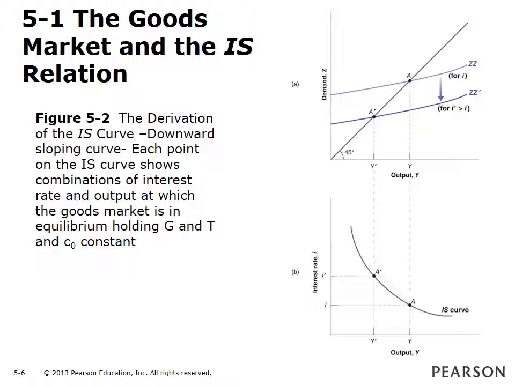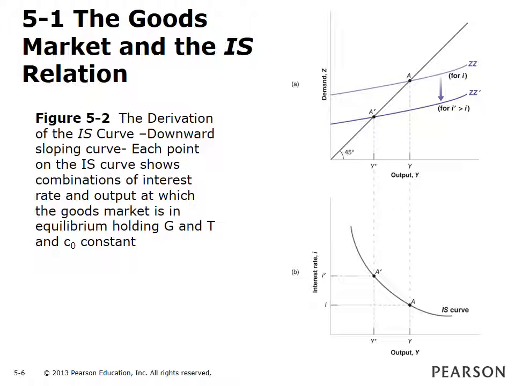Now, consider how a change in interest rates will affect the equilibrium output through a change in investment. Figure 5-2 shows, starting with a given interest rate, equilibrium is at point A as shown on the two graphs. An increase in the interest rate decreases the demand for goods at any level of output. Remember, investment is negatively related to the interest rate. This causes the ZZ curve to shift down. The new curve, ZZ prime, intersects the 45-degree line at a lower level of output, leading to a decrease in the equilibrium level of output.